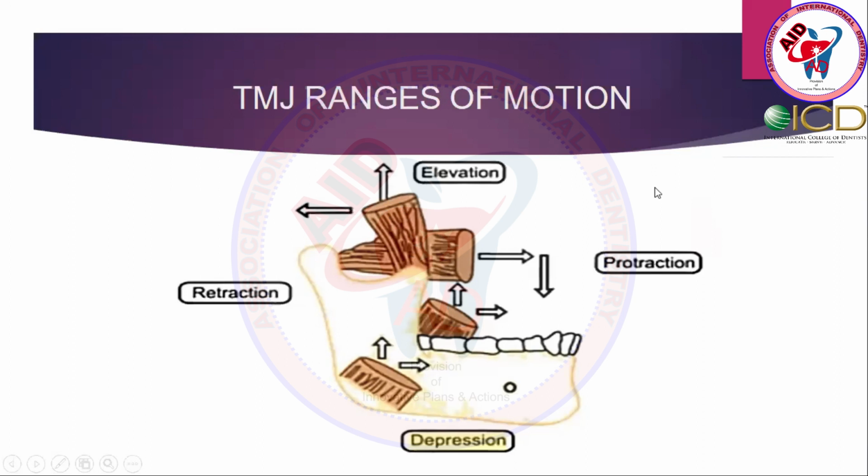Then is protrusion. There are three muscles for protrusion. Number 1, lateral pterygoid. Number 2, medial pterygoid. Number 3, masseter. Protrusion muscles: lateral pterygoid, medial pterygoid, and masseter. Depression, only the lateral pterygoid muscle plays some role in depression. Otherwise, no other muscle of mastication plays an important role in depression. So depression is only by this way.